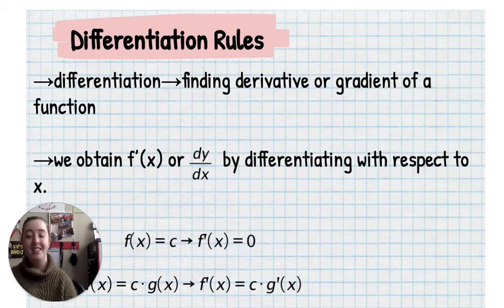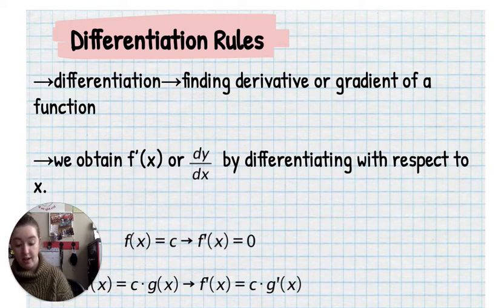Hey guys, let's start talking about differentiation rules. So differentiation is just another word for finding the derivative or the gradient of the tangent line of a function. The thing about calculus is there's a lot of different words that all mean the same thing. So differentiation, find the derivative.